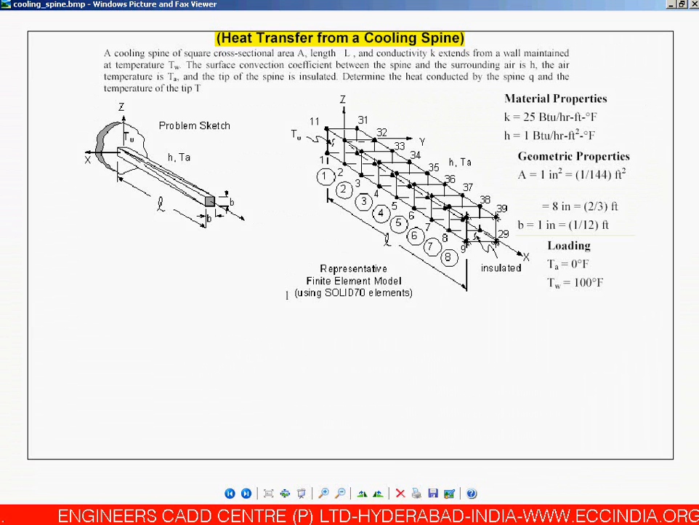So we are going to solve this particular numerical for the calculation of temperatures. We need to go for a solid cross-sectional area having a square of B by B. B is given here as 1 by 12 feet, 1 inch, that means 1 by 12 feet. And the cross-sectional area is 1 by 144 square feet. In that way we need to go for the modeling, keeping our length L, given here as 2 by 3. So we are going to solve this particular numerical.